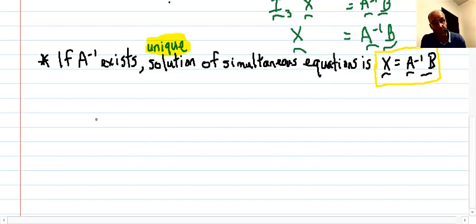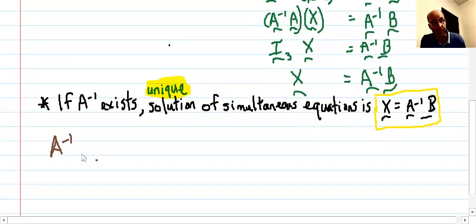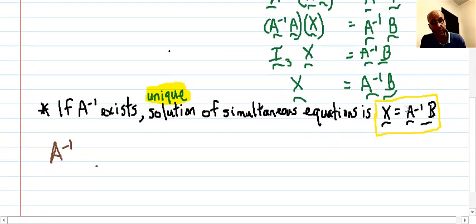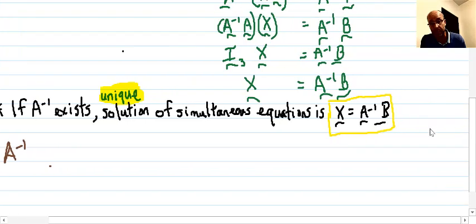Now the technology bit that was in the title is related to the A inverse. The A inverse for 3x3 matrices is basically more involved.